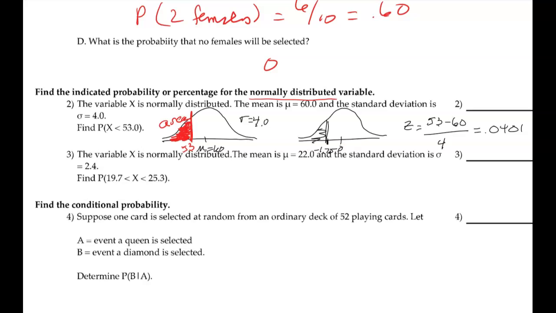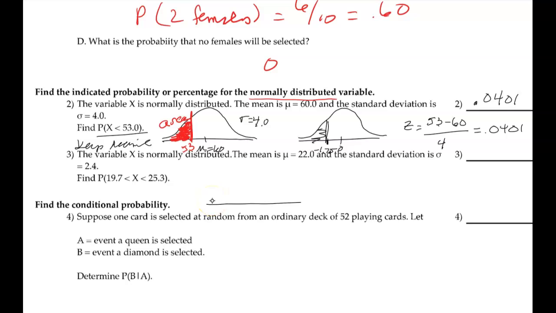So, what is the probability that x is less than 53? It is only about a 4% chance. When they ask for probability, keep it as a decimal. Only if you were specifically asked for percent do you change it to a percent.